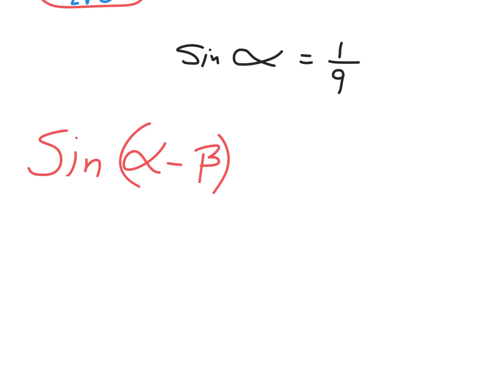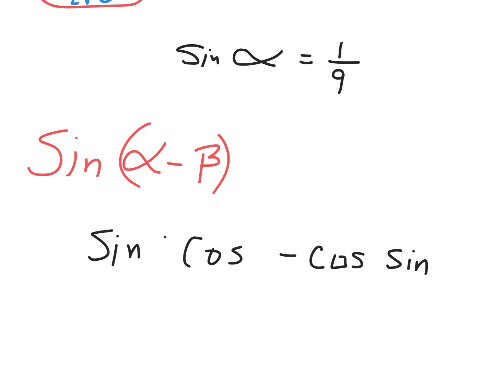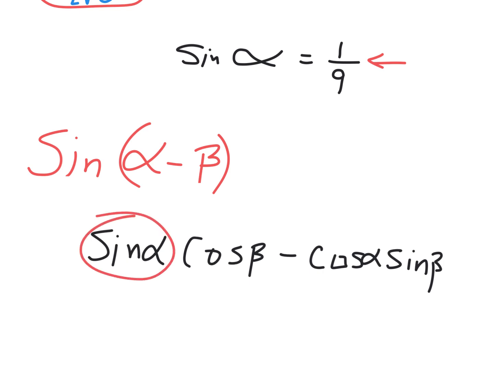I'm going to go look it off my sheet. Sine of alpha minus beta is sine cosine minus cosine sine. Sine alpha, beta, alpha, beta. So I don't really need the angle because you'll never figure out this angle. I mean, you could if you had a calculator, but we don't need the angle. We need sine of the angle. Well, I already have that. It says right there, sine of the angle is 1/9. Done. Cool.